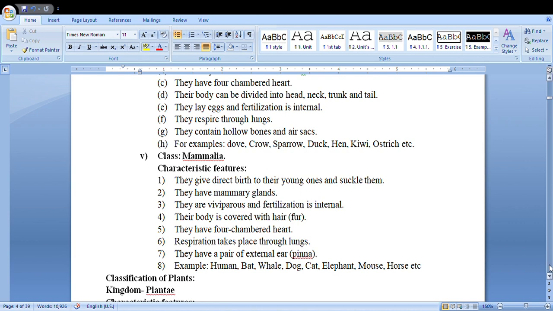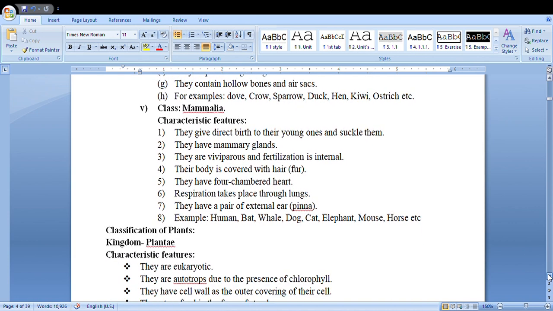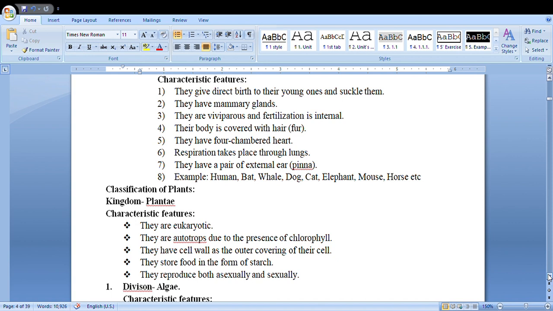Now, next is classification of plants. Kingdom Plantae. Characteristic features: they are eukaryotic. Eukaryotic means their bodies develop cells with true nucleus. They are autotrophs due to presence of chlorophyll. It means they can prepare their food by themselves. They have cell wall as outer covering of their cell. They store food in the form of starch. They reproduce both sexually and asexually.